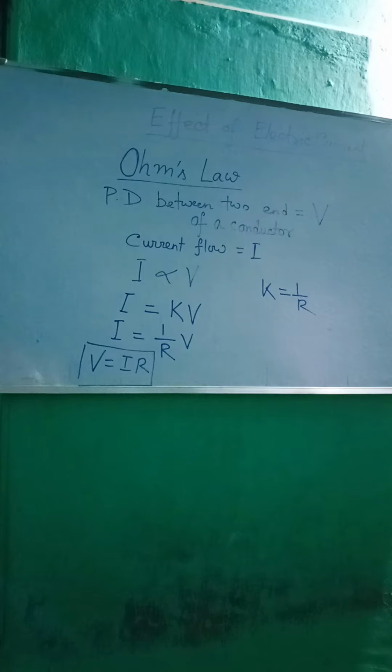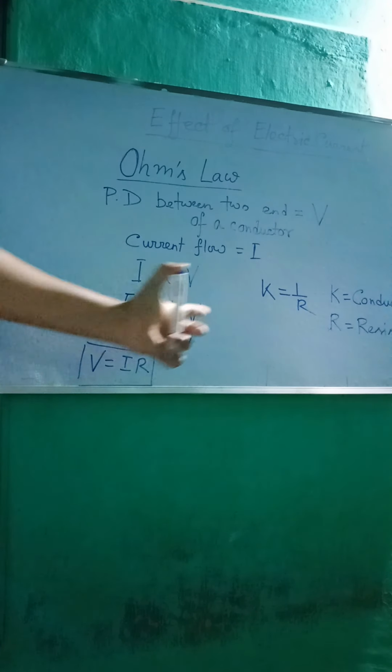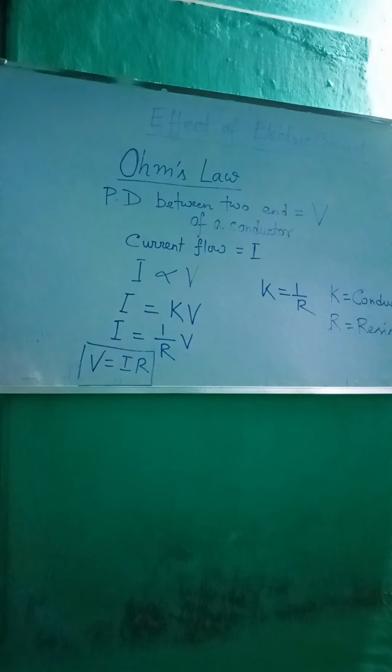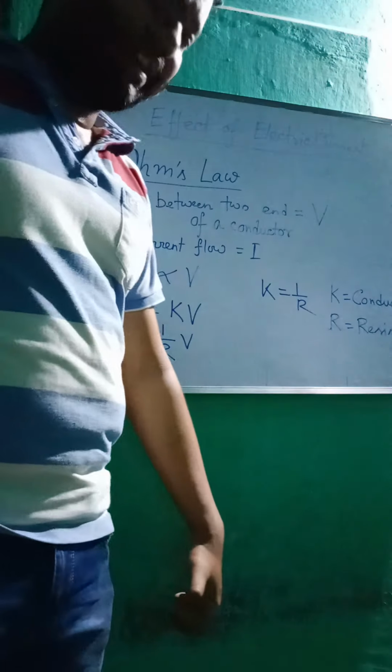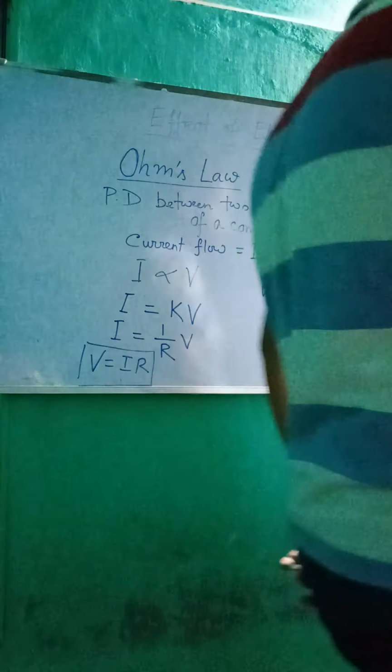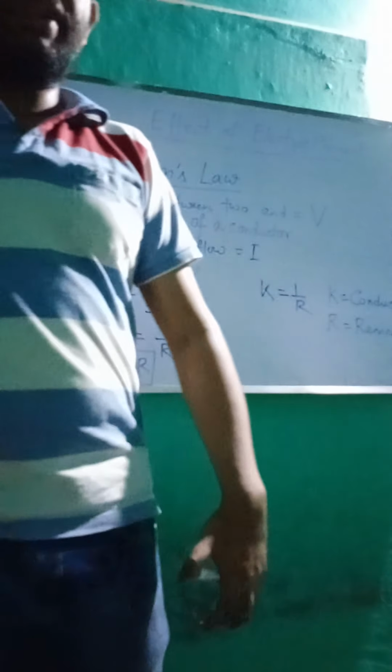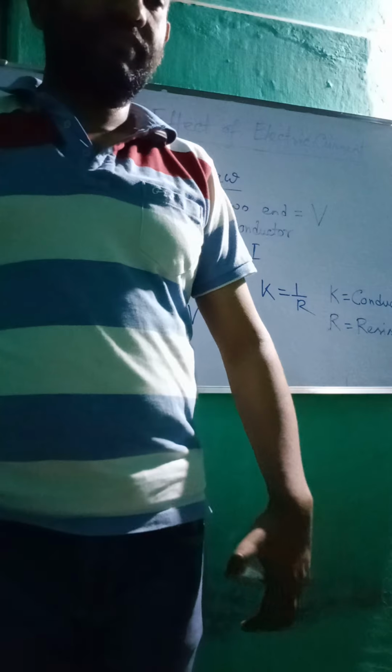Now the question: what is this K and what is this R? Now we'll discuss it. The name of this constant K is conductance, and R is resistance. What are these things? Conductance and resistance are properties of a conductor. Which property?